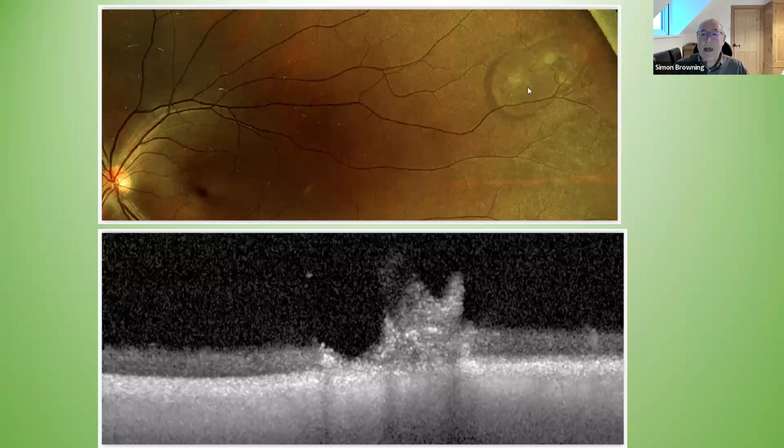And then these tufts, it looks like it's a retinal tear. It's actually not. It's just a tuft, and you can see on the OCT just how this is pulling up and being pulled into the vitreous there. So again, ultra wide field OCT, a very, very useful thing there.